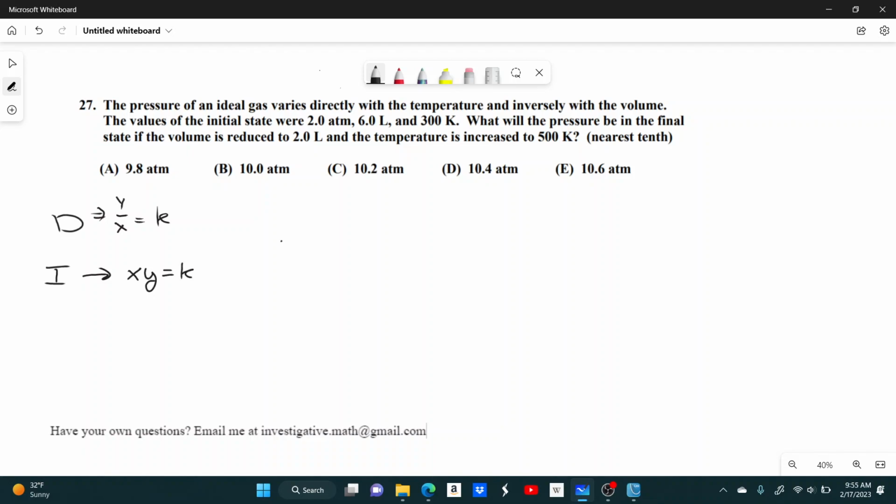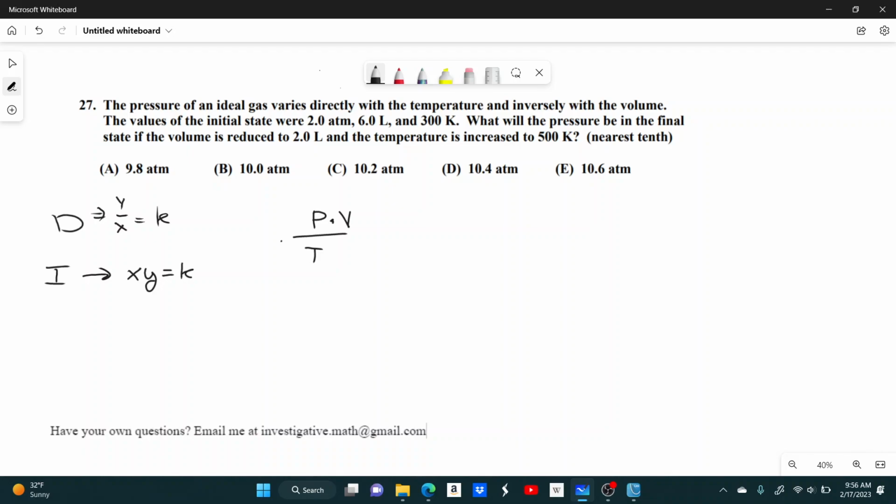Okay? But now we have a little bit of a combination. We see the pressure of an ideal gas varies directly with the temperature. So off the bat, that tells me the pressure divided by the temperature is going to be some constant. And then it tells us the gas also varies inversely with the volume. So that is just multiplying by the volume. If it varies inversely, the product of them is going to give you that constant.